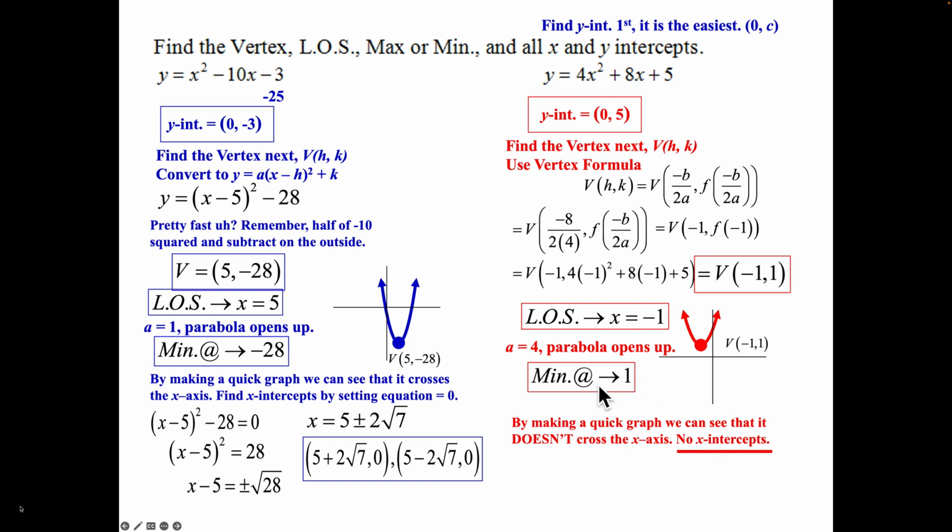If you did try to do the work by hand, you would want to take 4 parentheses x plus 1, close the parentheses squared, plus 1, set it equal to 0, and you'll notice that you would be taking the square root of a negative number, which you cannot have on the graph. So I think it's easier just to draw a quick graph. Plot your vertex, and then open up or open down. If it crosses, find them. If it doesn't cross, you're done.